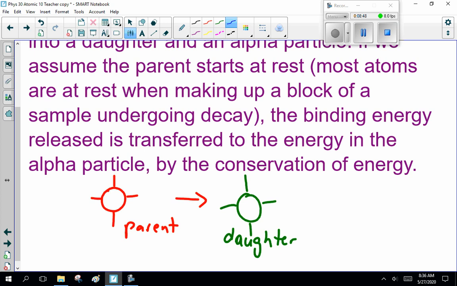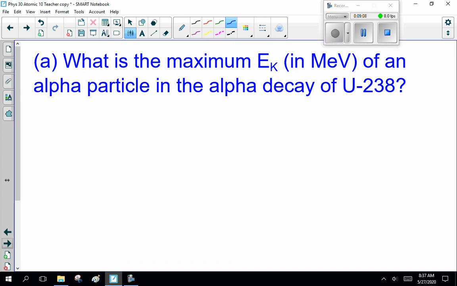And we have an alpha particle. What do we know about alpha particles? The gas. So that energy, that mass defect becomes kinetic energy of the alpha particle flying off. Okay, so what's the maximum kinetic energy in mega electron volts of an alpha particle in the alpha decay of U-238?